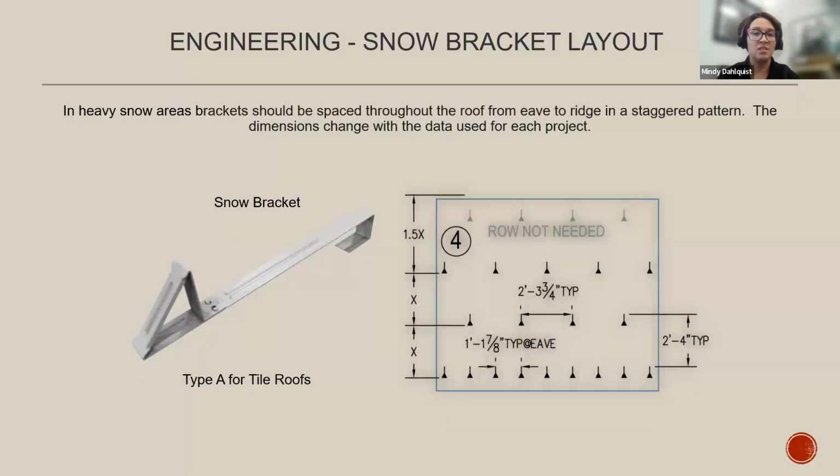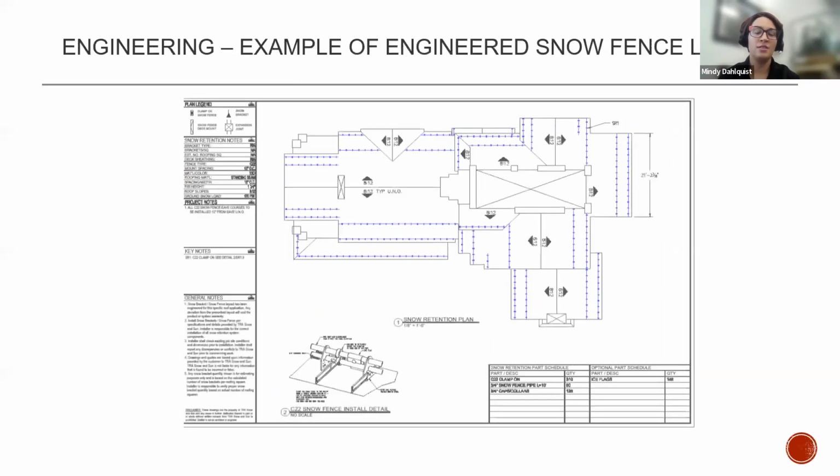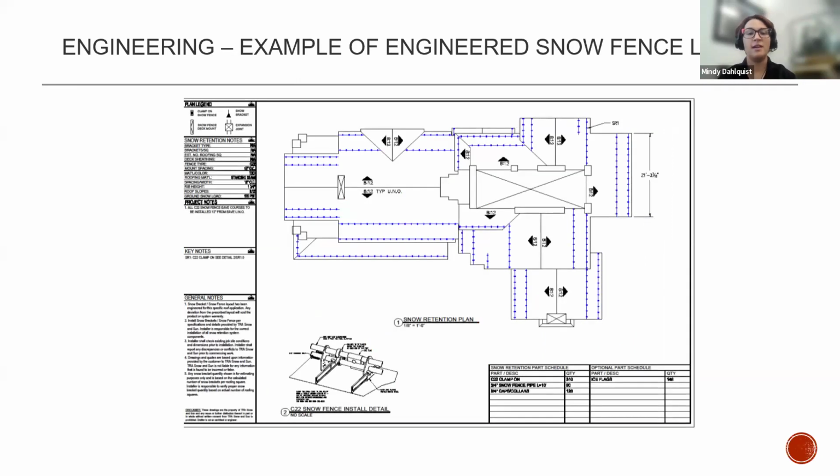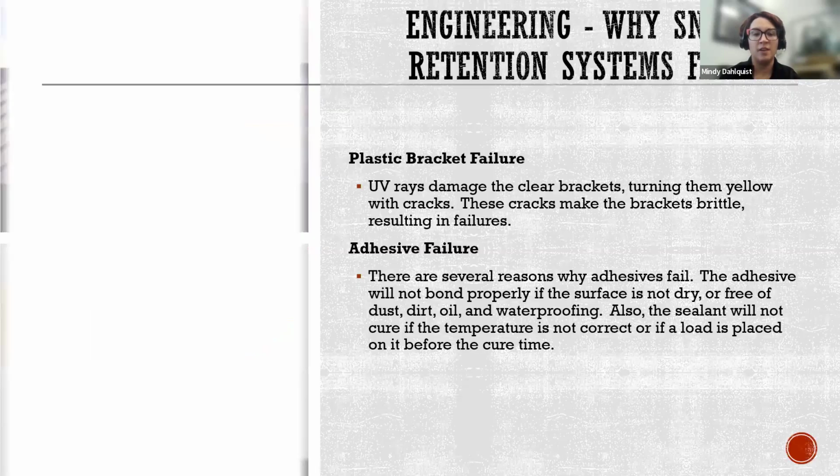So brackets are spaced on the roof from eave to ridge in a staggered pattern. The dimensions will definitely change with each product and with each project, sorry. This is an example of a snow bracket layout. This is an example of a snow fence layout. In some areas of this roof, one fence was needed. In other areas, there were 4 fences needed. So if a snow retention is not engineered for all of those variables, you definitely can see failures.